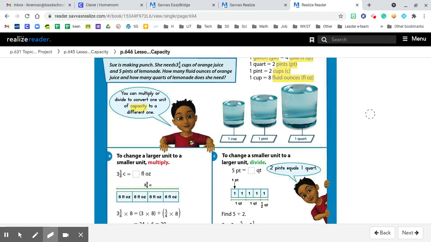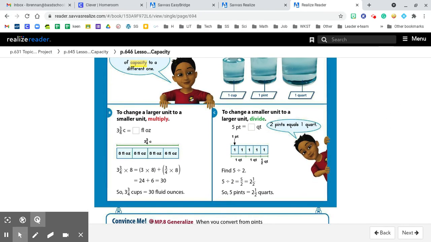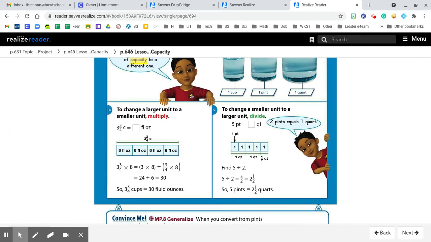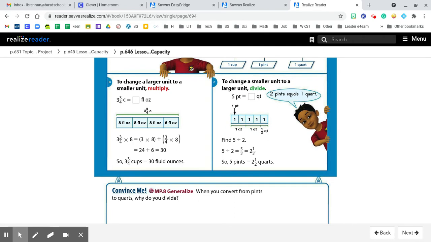So in this case, we're going from cups to fluid ounces. And fluid ounces was 1 cup is 8 fluid ounces. That might be new from fourth grade. 1 cup is 8 ounces, 8 fluid ounces. So we're going from a larger unit to a smaller unit. So we're going to multiply. And in this case, we're multiplying because 1 cup has 8 ounces.